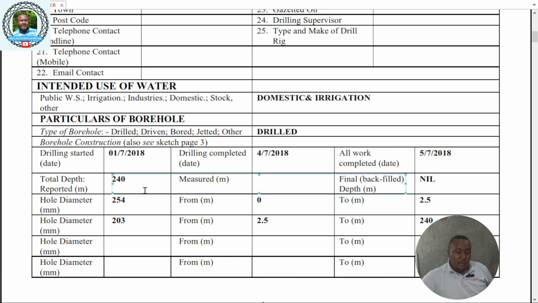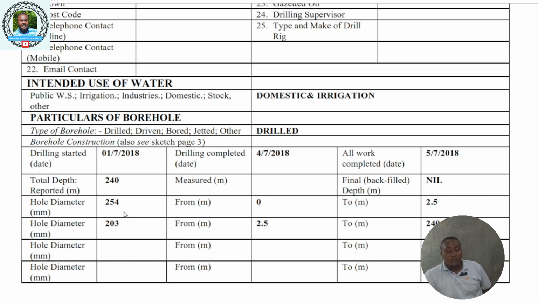And they will also indicate the total depth measured in meters. If there was any backfill, it will be indicated, but in this one there was no backfill. Then the hole diameter. Okay, so you can see the hole diameter. This is the piloting hole, which was around 2.5 meters.